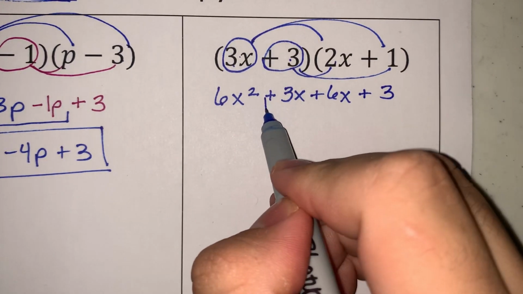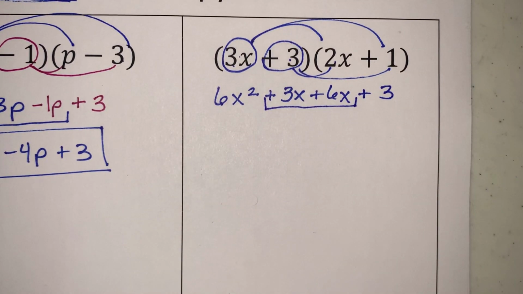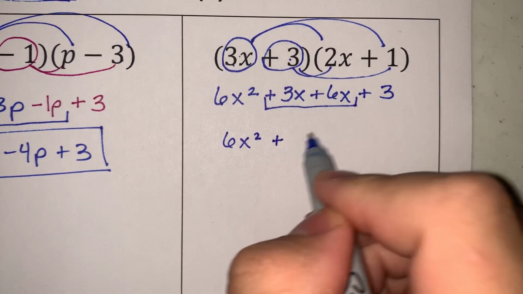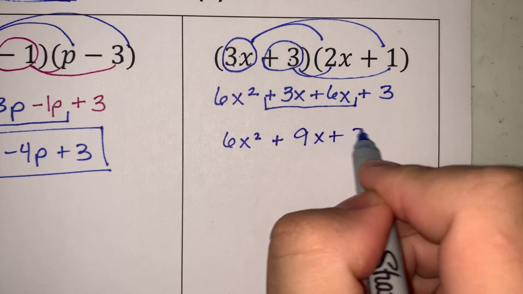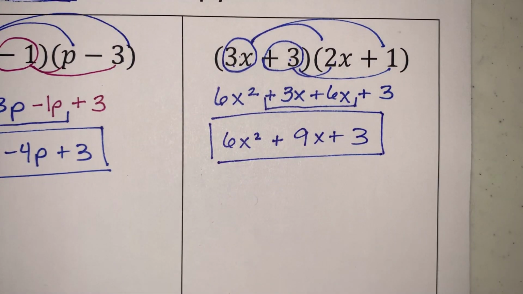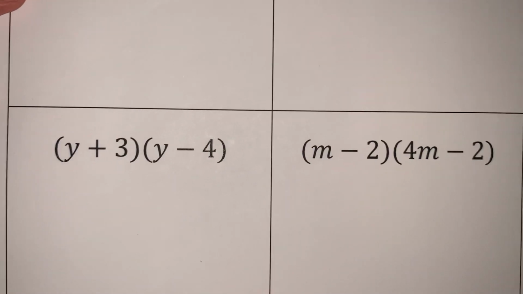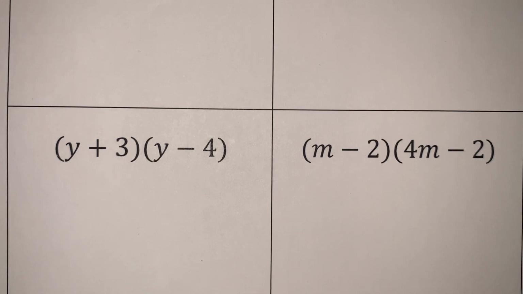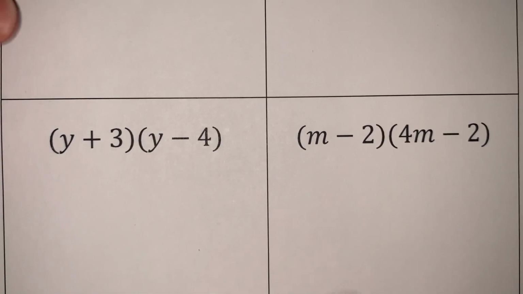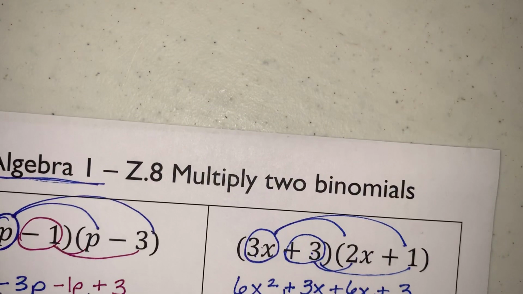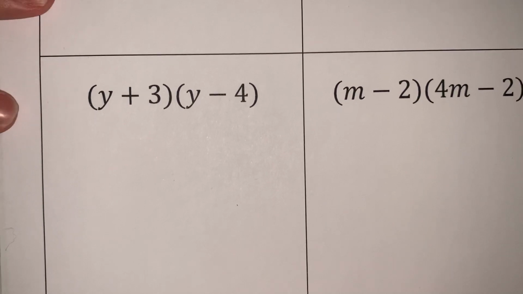And again, the two middle terms can always be combined. And I'll just recopy this. I have 6x squared plus 3x plus 6x is 9x plus 3. And that's my answer for that. All right, I'll just do a couple more examples. I mean, I think by now you guys understand it, but I'm just going to do more of the same because some people just need to see more. But that's essentially all you got to do for Z8 multiplying two binomials in IXL.